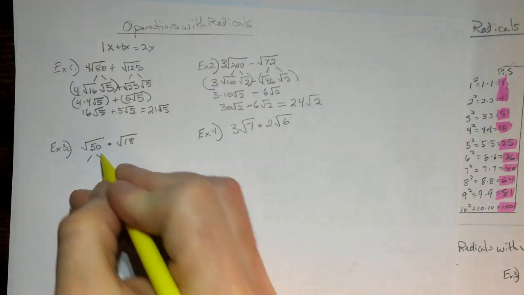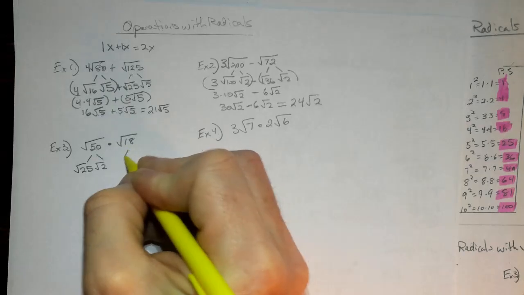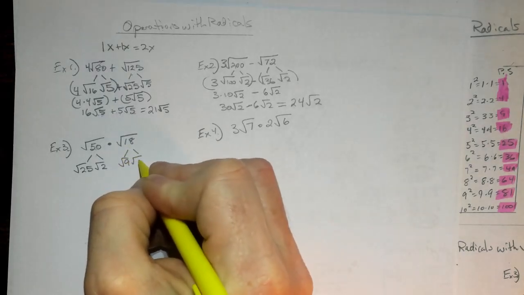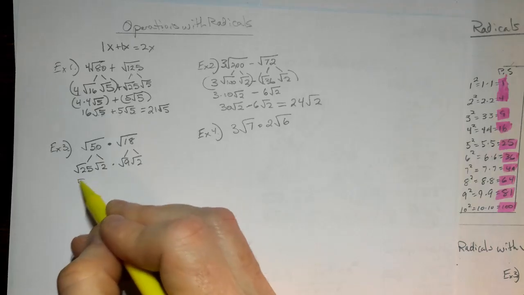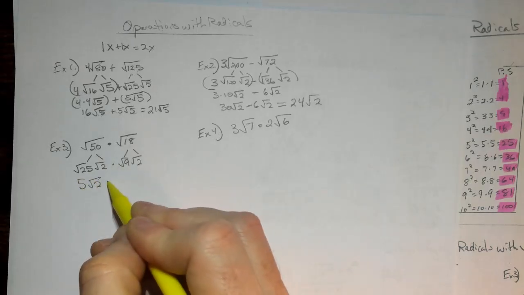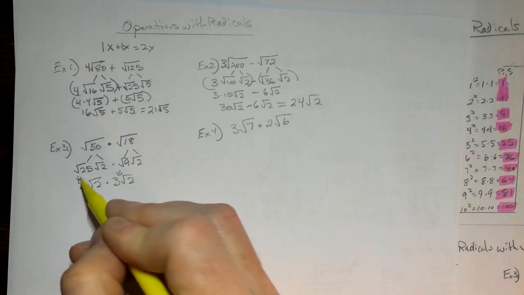But what if we say, I know that this is the square root of 25 times the square root of 2, and I know that this is the square root of 9 times the square root of 2, right? Because I know perfect squares. Well, now I know that this is 5 times the square root of 2, and this is 3 times the square root of 2, right? These become our perfect square factors.